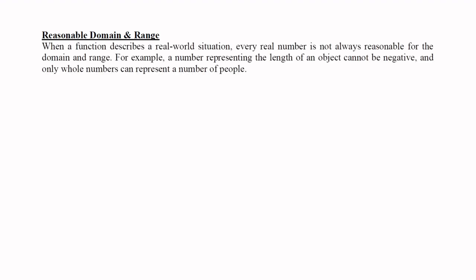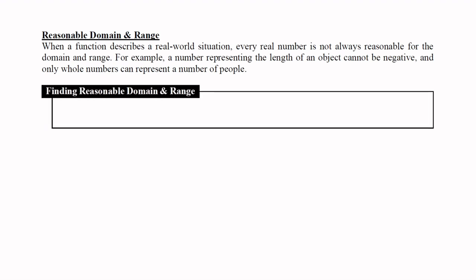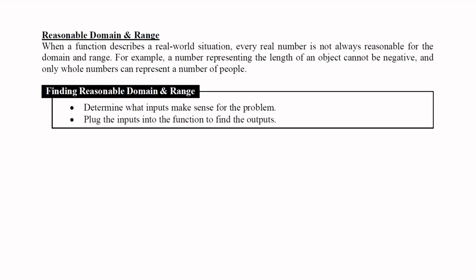So when a function describes a real-world situation, every real number is not always reasonable for the domain and range. For example, a number representing the length of an object cannot be negative, because you can't have a negative number of inches. You can't have a negative number of miles. And only whole numbers can represent a number of people. We've talked about this. You can't have a fraction of a person. So when finding reasonable domain and range, you need to determine what inputs make sense for the problem, and then plug the inputs into the function to find the outputs.